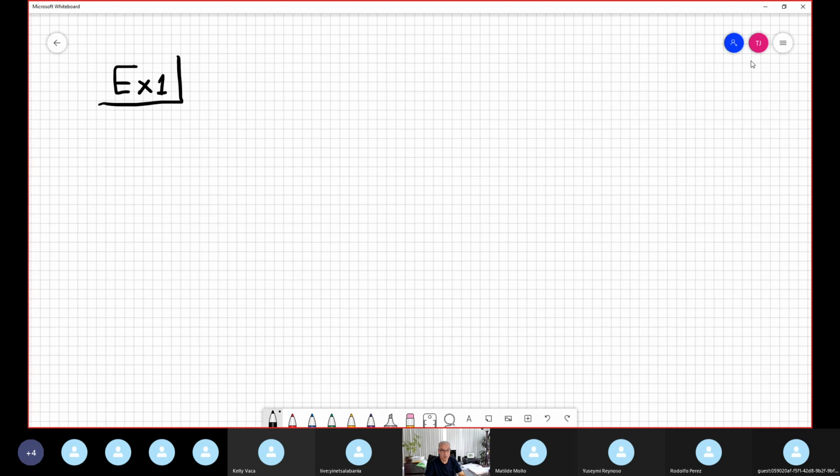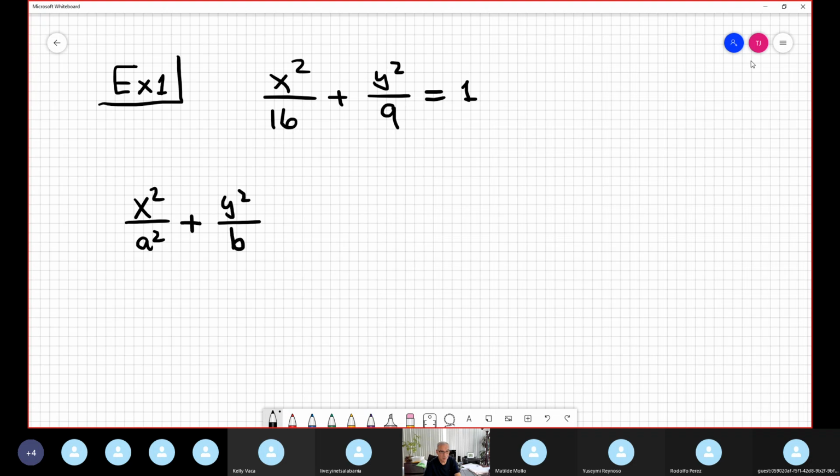Example 1. Always example 1 is elementary. X squared over 16 plus y squared over 9 equal 1. And by the way, this is the standard form. The equation for this ellipse is x squared over a squared plus y squared over b squared equal 1. But not always is the same. Sometimes it's x squared over b squared plus y squared over a squared.